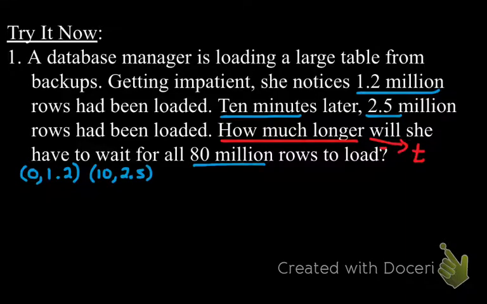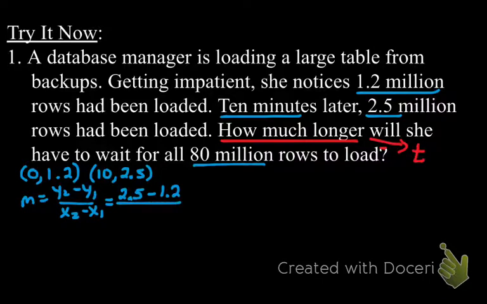So slope, if you remember our formula, slope equals y2 minus y1 over x2 minus x1. So let's go ahead and plug these numbers in. And when we do that, we're going to have y2, which is 2.5, minus y1, which is 1.2. My dots are not showing up very well. And then on the bottom, we're going to have 10 minus 0. So that ends up being 1.3 on the top, divided by 10, which is 0.13. Now that's the slope.